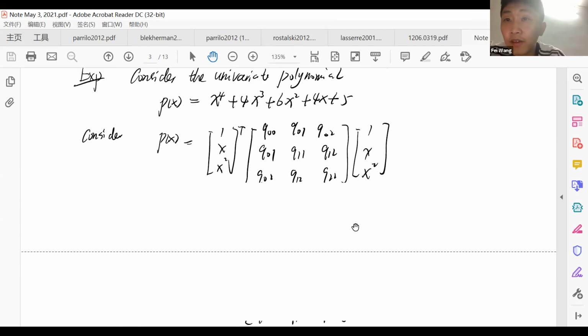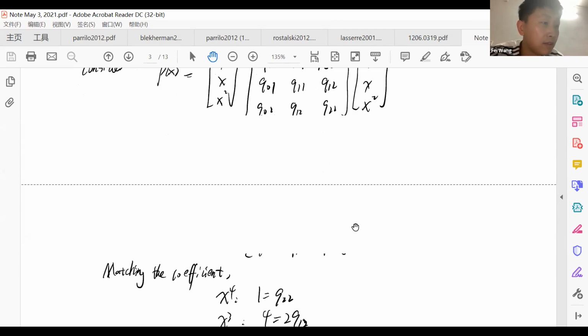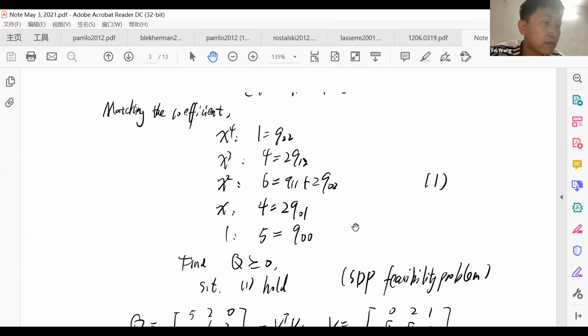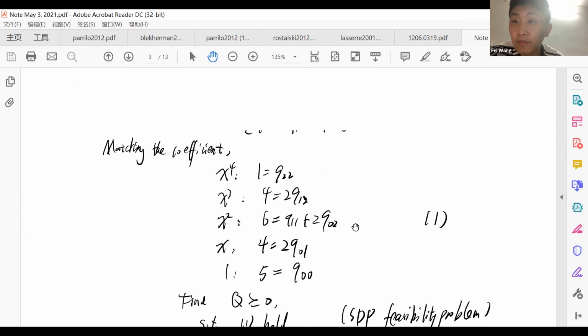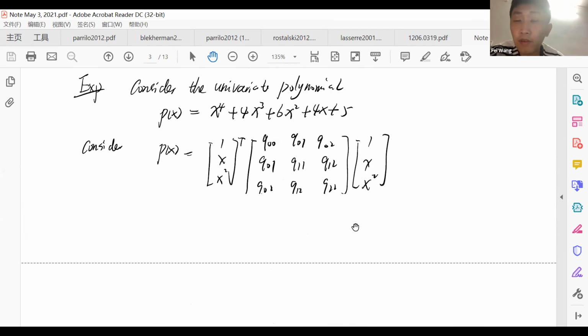Because for univariate polynomials, non-negativity is equivalent to sum of squares. Therefore, let's call this big matrix Q. If this p(x) is non-negative, then there must exist a Q which is positive semi-definite.